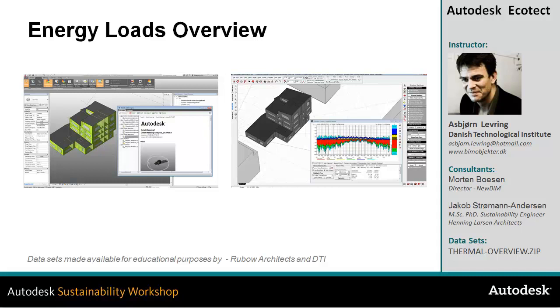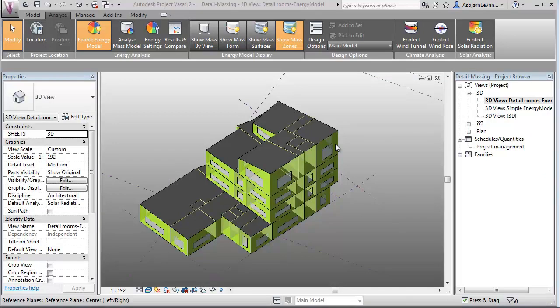In this video, you'll get an overview of how you can simulate energy loads using Vasari, or the conceptual environment inside Revit, and quickly creating energy models that you can pull into Ecotect analysis for doing more detailed simulations, changing your material properties, orientation, etc. So I have now opened Vasari, or it could be the conceptual environment inside Revit.